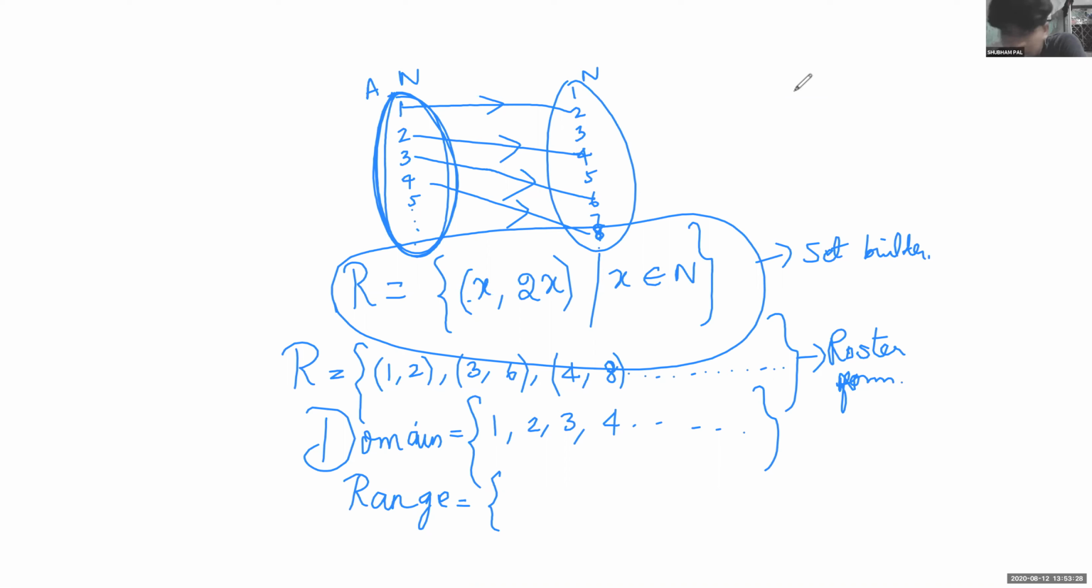Which are the elements you will get in the range? 2, 4, 6, 8, and so on. Is it clear, children? Domain means from the relation we take the first element and write it. Range means from the relation you take the second element in the relation. That will form the range.